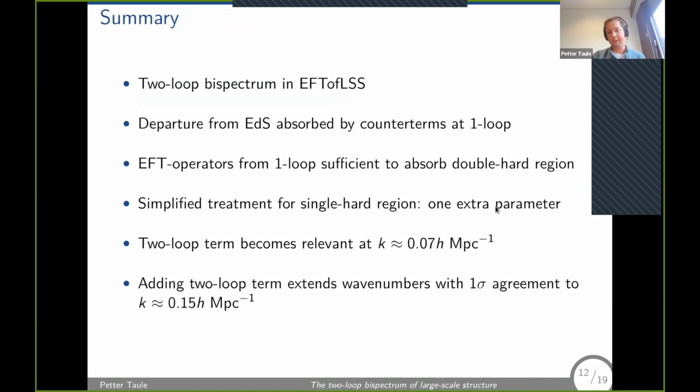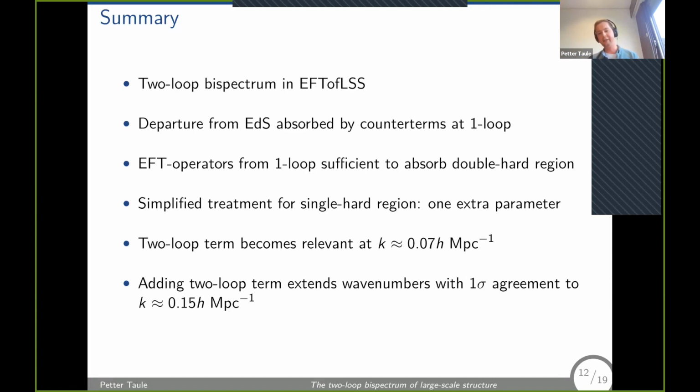So with that, I come to my summary. We computed the two-loop spectrum in the EFTofLSS, and we also discussed the departure from EDS and to what extent it can be absorbed by counterterms. For the two-loop, the double hard regions can be captured by the same EFT operators that were renormalized at one loop. But for the single hard region, we use this simplified treatment where you only need one additional parameter.